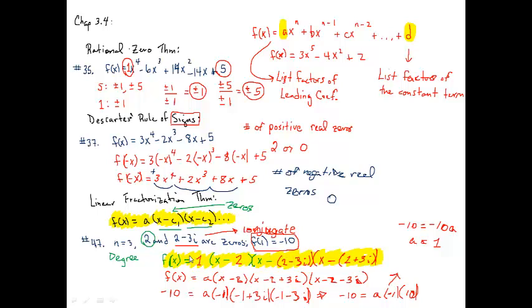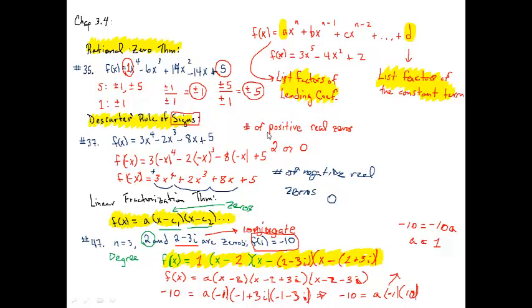Okay, so let me know if you have any questions. 3.4 covers a lot of new material. And basically the takeaway is, if you wanted to know how many possible zeros you had, you can use the rational zero theorem as well as Descartes' rule of signs. To do the rational zero theorem, you need to be listing the factors of the constant term divided by the factors of the leading coefficient.